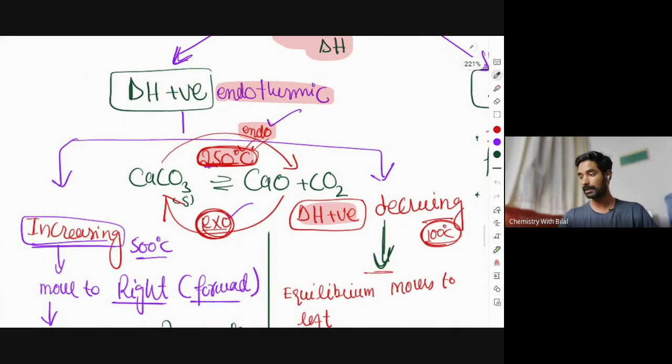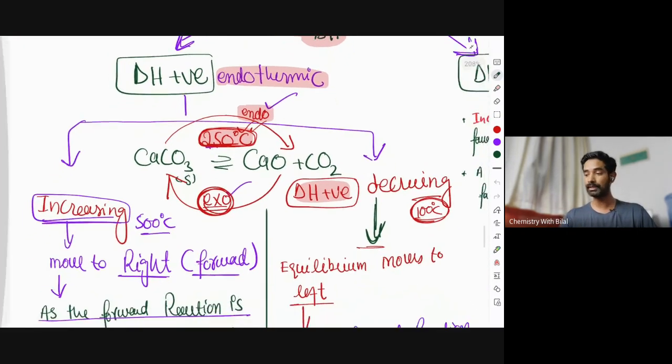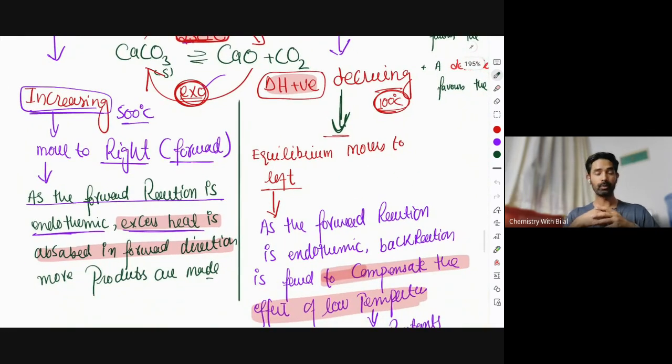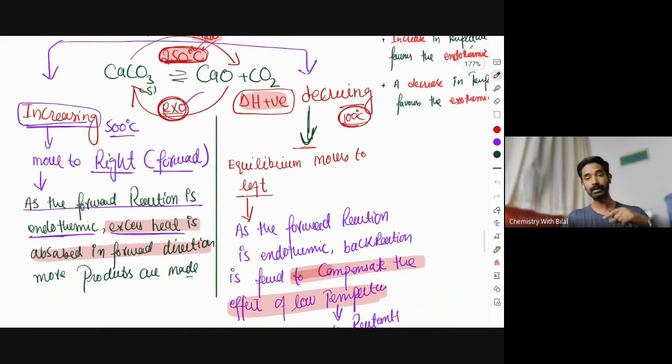If the enthalpy is positive and you are increasing the temperature, equilibrium goes to the right side. Why does it move to the right side? To absorb the excess heat, the forward reaction is favored, as the forward is endothermic, so more product is made. And if the enthalpy is positive and you decrease the temperature, equilibrium goes to the left side, as the forward is endothermic. To compensate for the effect of low temperature, the backward reaction is favored.